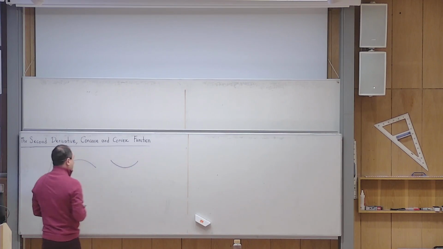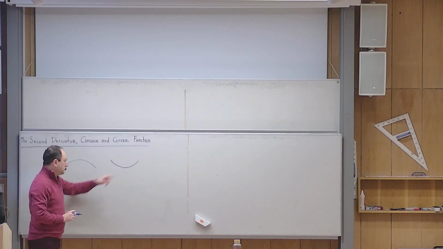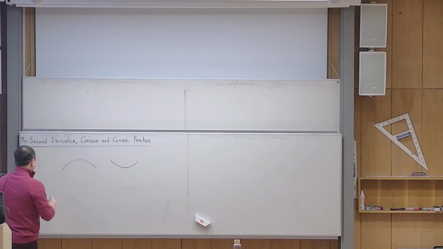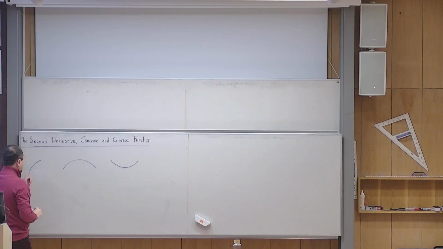Something like this. Of course, you know that this point is a maximum point, and this point is a minimum. But if I want to stop before that, there is still a difference between this graph and that graph. Not because this has a maximum or minimum, but you see that the curvature here is different from the curvature here. So what is the difference?